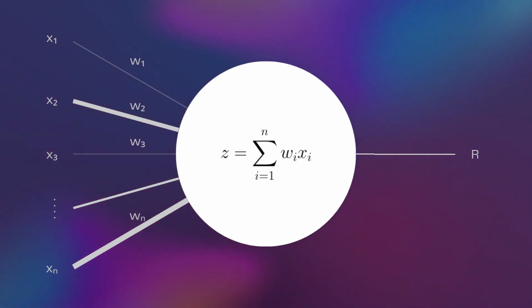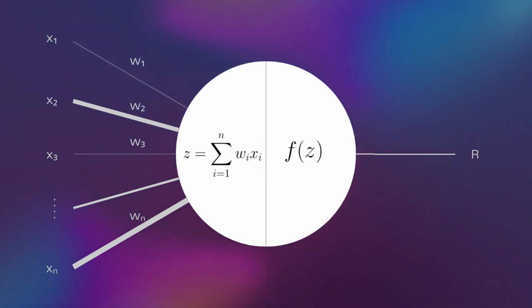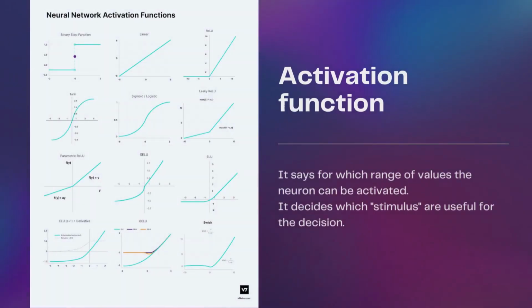But a neuron, or a unit, whatever you want to call it, is not just a weighted sum. It is necessary to feed an activation function with the result of the linear model. This function, as the name suggests, indicates for which range of values the unit can be activated.